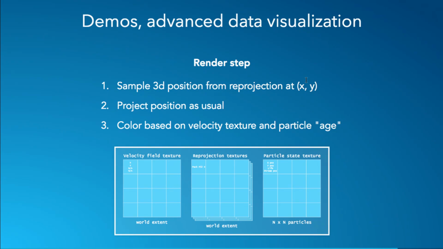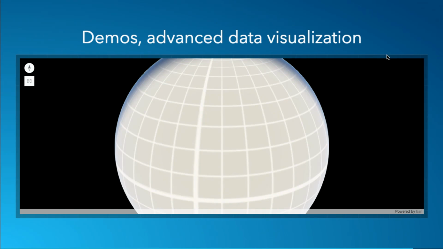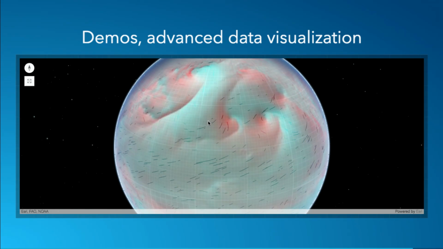Render step: we take the particle, which has X, Y in map position, use the reprojection textures to reproject into 3D space, and then color it based on the velocity texture. You can use different kinds of coloring. I guess you can go wild on the customization of this. And then in the end, you get something like this.